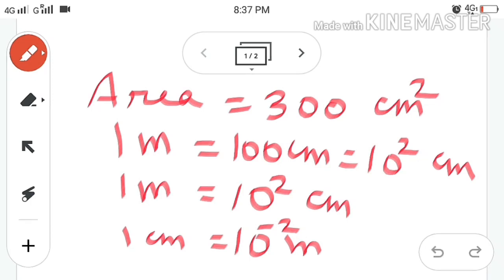Now we get this value for 1 centimeter. Now I want to find what is the value of 1 centimeter square, because we have area in terms of centimeter square. Let us do this now.